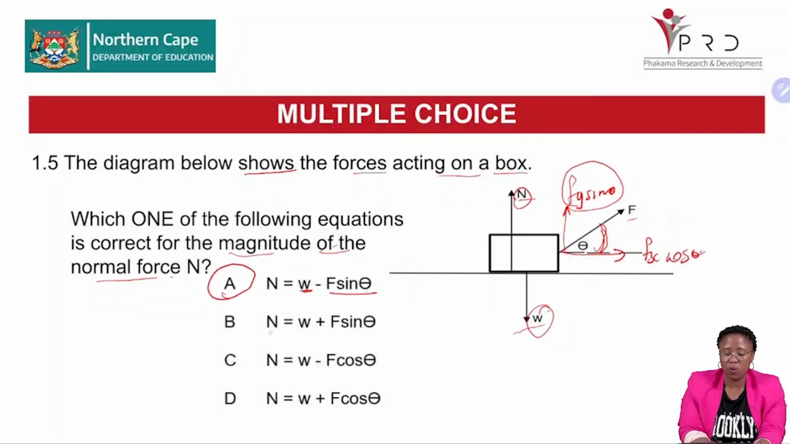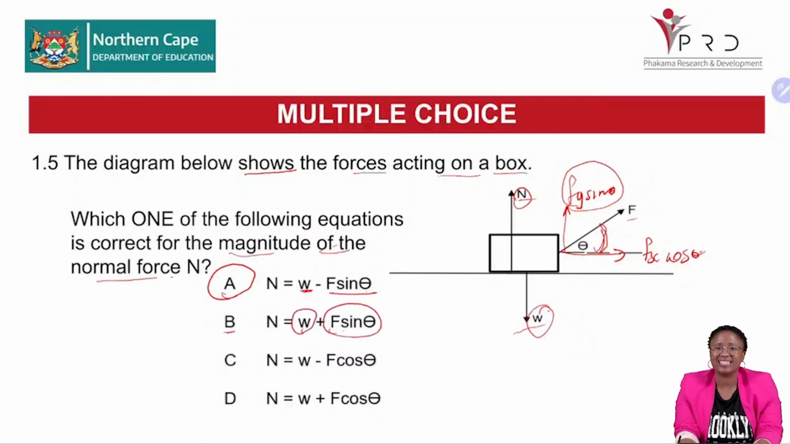Now let's look at why B is not correct. B is not correct because it is saying that the weight and F sine theta, which is the component of F, are in the same direction. As we can see, they are not in the same direction. F sine theta is going upwards and W, which is weight, is going where? Downwards. So this one is incorrect because of that.